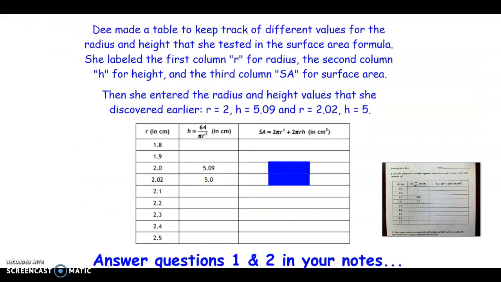So Dee made a table to keep track of some different values for the radius and height. You can see her first column here is R for radius, her second column is for her height, and her third column is for surface area. So she first entered the radius and height values that she discovered earlier: 2 for the radius and 5.09 for the height, and 2.02 for the radius and 5 for the height. Let's go ahead and find the surface areas to fill in for those two amounts.